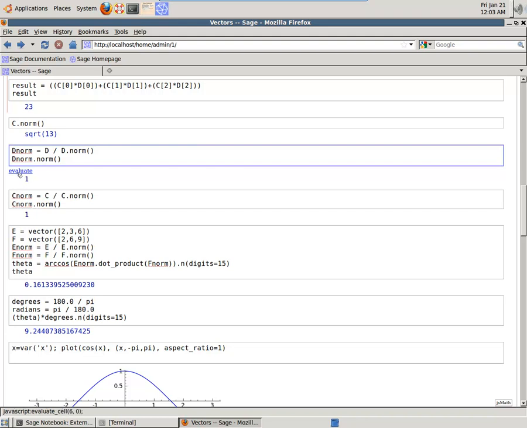Because if it's a normalized vector, of course it's going to be 1. Remember, a normalized vector is a unit vector, which means it has a length of 1. This leaves us with just the direction. That's all we want is the direction.